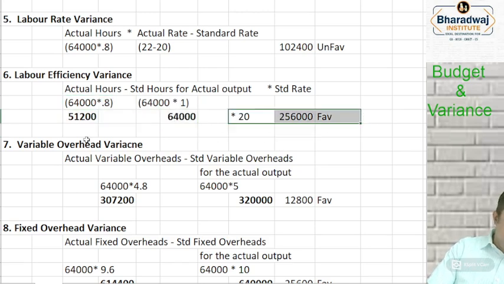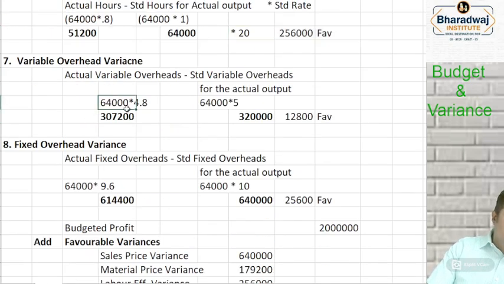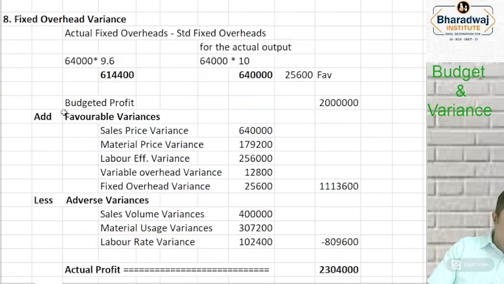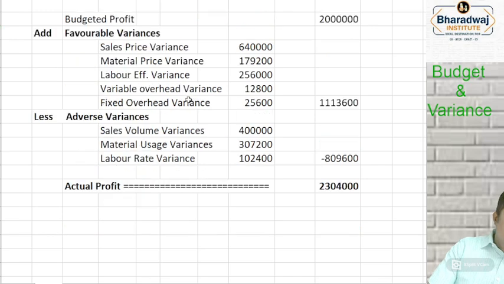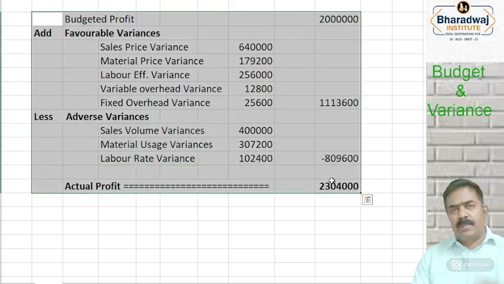So favorable variance. Variable overheads: this is what we spent, this is what is allowed. So favorable variance. Fixed overhead variance: actual overheads, this is what we spent, this is what is allowed per unit. So favorable variance. So budgeted profit after reconciliation, we get actual profit. This statement is presented to the top management for further analysis, further investigation.